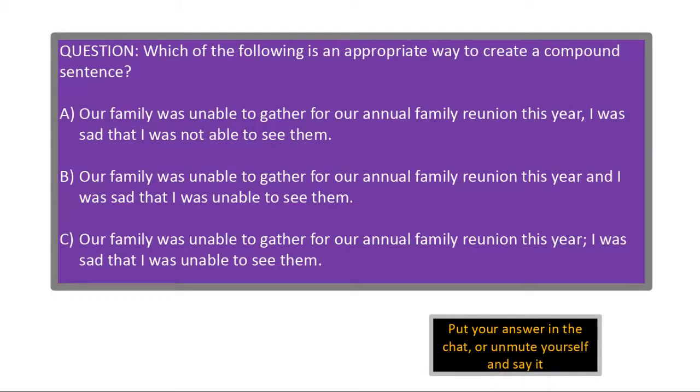Okay, so here I have one more question for you before we move on. Take a look at these different examples and tell me which one, A, B, or C, is correct. Two of these have created a compound sentence inappropriately, but one of them has created a compound sentence in a perfectly acceptable way. Which one do you think it is? A, B, or C?